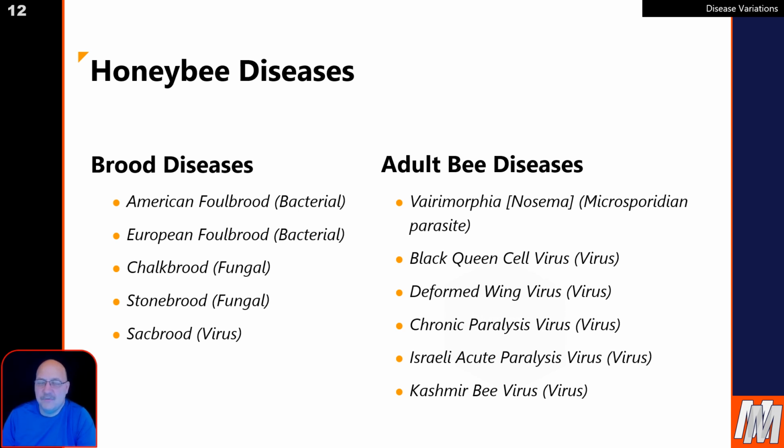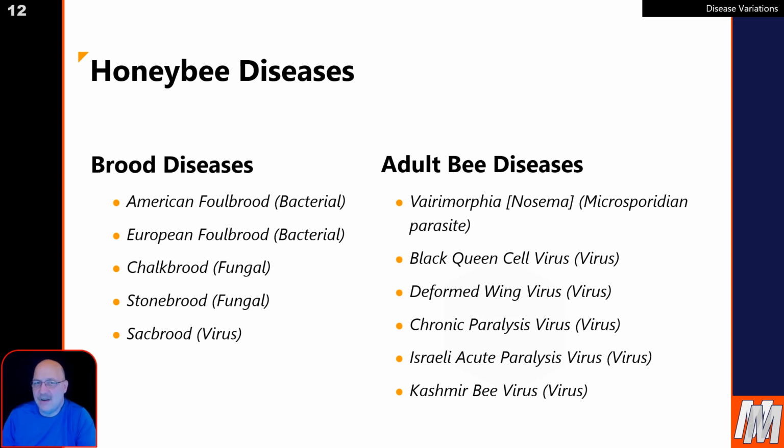When you see deformed wing virus, though, that one where the bee comes out of the cell and the wings are shriveled, the bee will never fly and it's crawling around. You'll find them on the comb, you'll find them falling off the front entrance and crawling around in the grass. This is a sign of a late infestation of varroa mites, and it is pretty common. Other late signs are chronic paralysis and Israeli acute viruses.